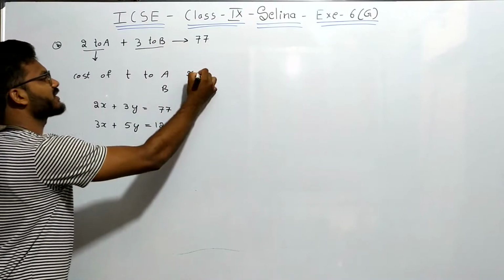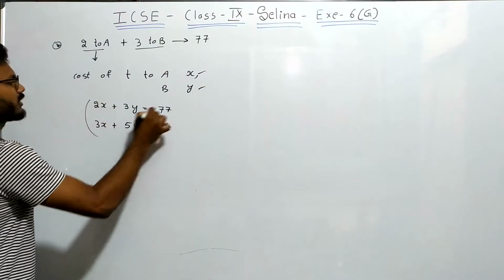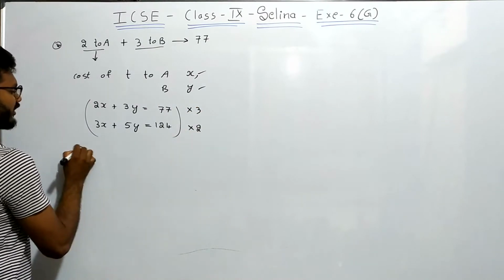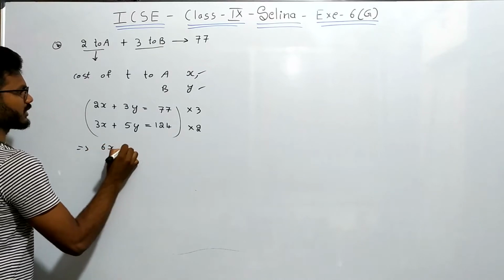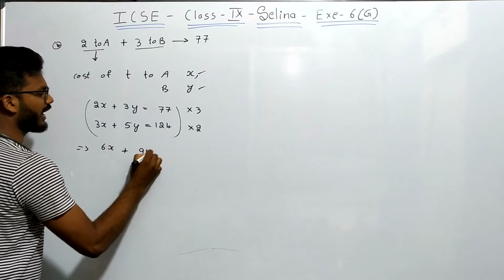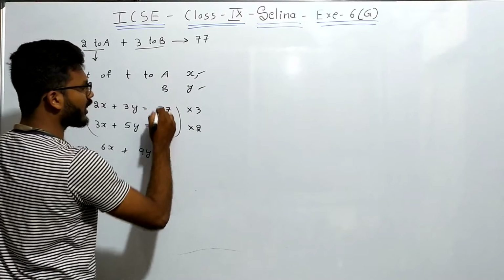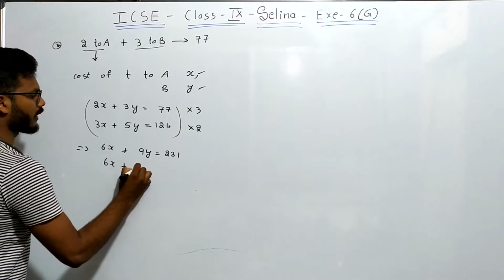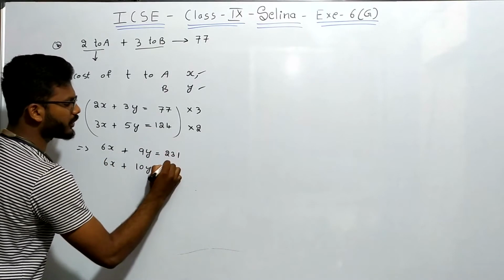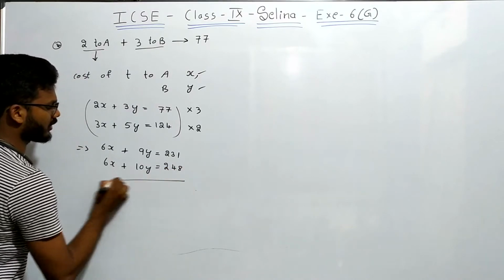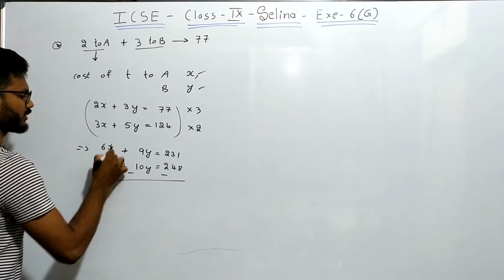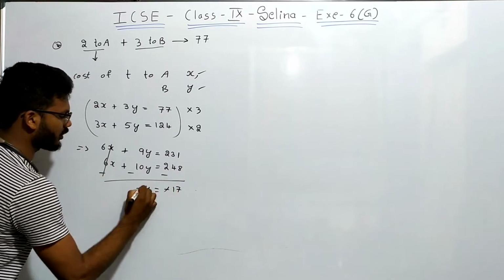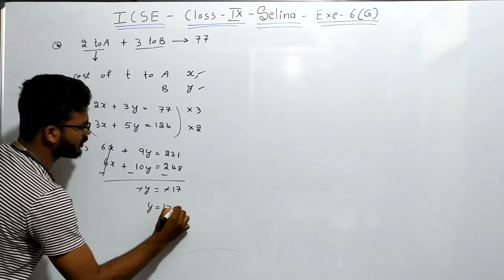We have to find the cost, that means x and y we have to find. So these two are the equations. This equation we multiply with 3 in order to equate the coefficients. What will you get? 6x plus 9y equal to 3 7s are 21, 3 21s are 63. Sorry, 6x plus 9y equal to 231. And the other: 6x plus 10y equal to 124 into 2, 248. Minus, minus and minus. This will get cancelled. Minus y is equal to minus 17. So y equals 17.